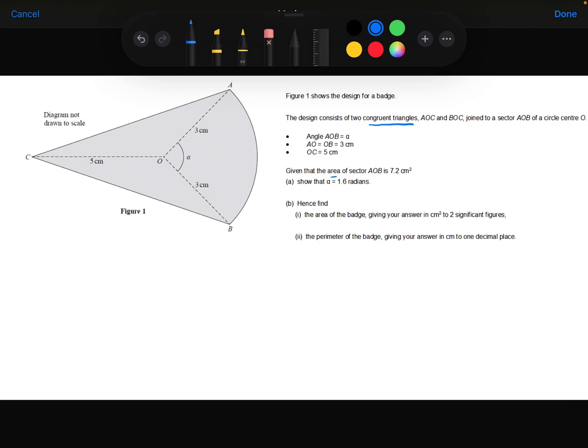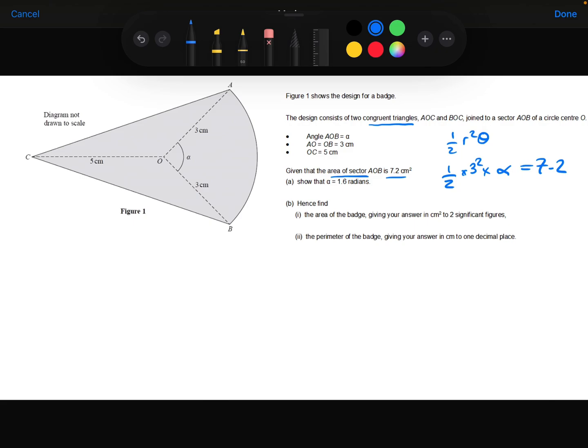We're told the area of the sector is 7.2 centimetres squared. And we need to show, therefore, that the angle must be 1.6 radians. So area of the sector, I know, is half r squared theta. We know that the r is 3. So it's going to be half times 3 squared times the angle that we don't know. We just know it's alpha. And that equals 7.2.